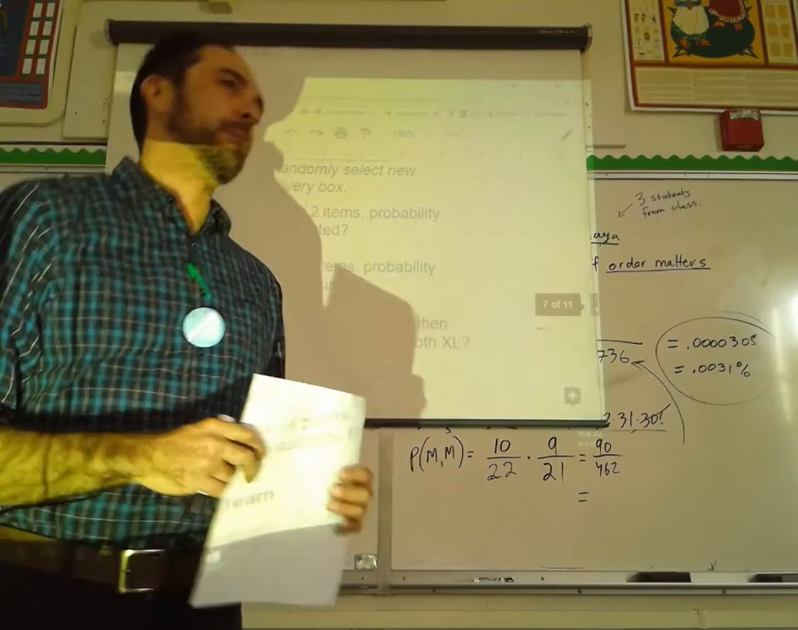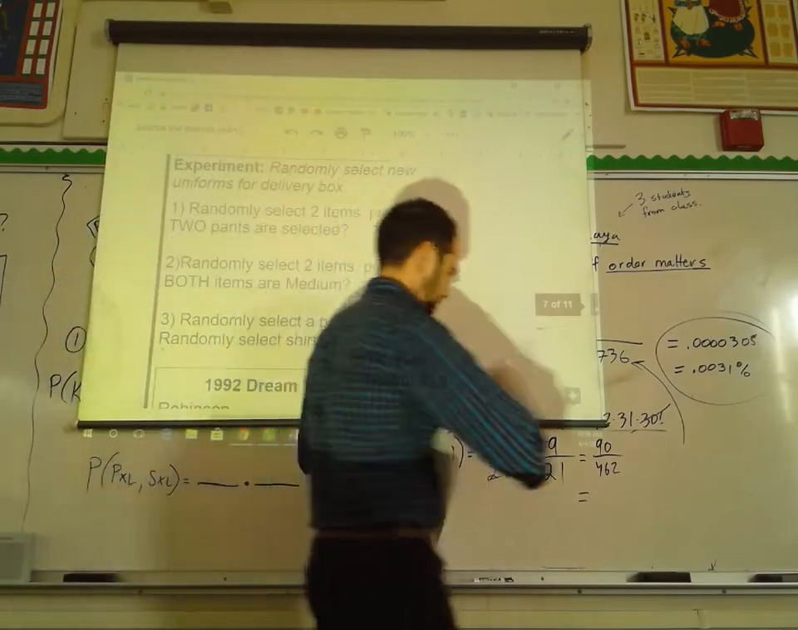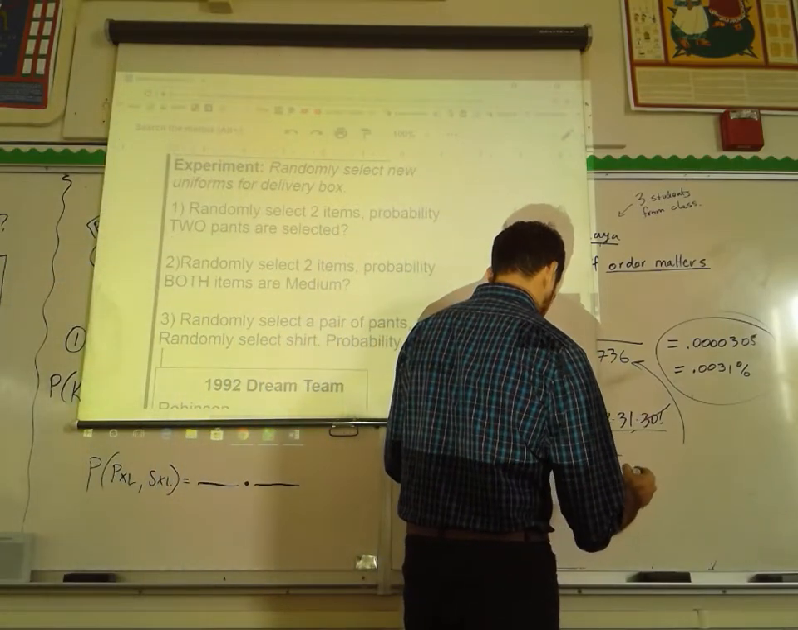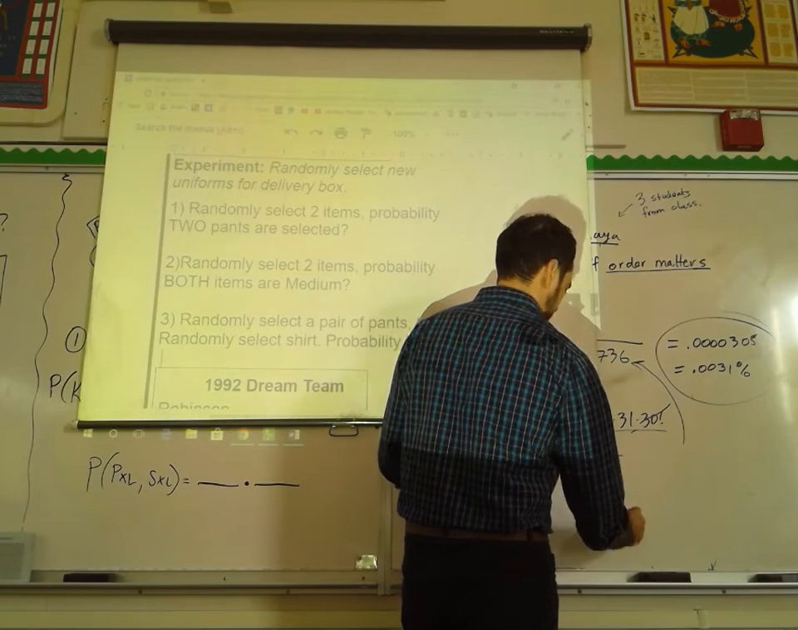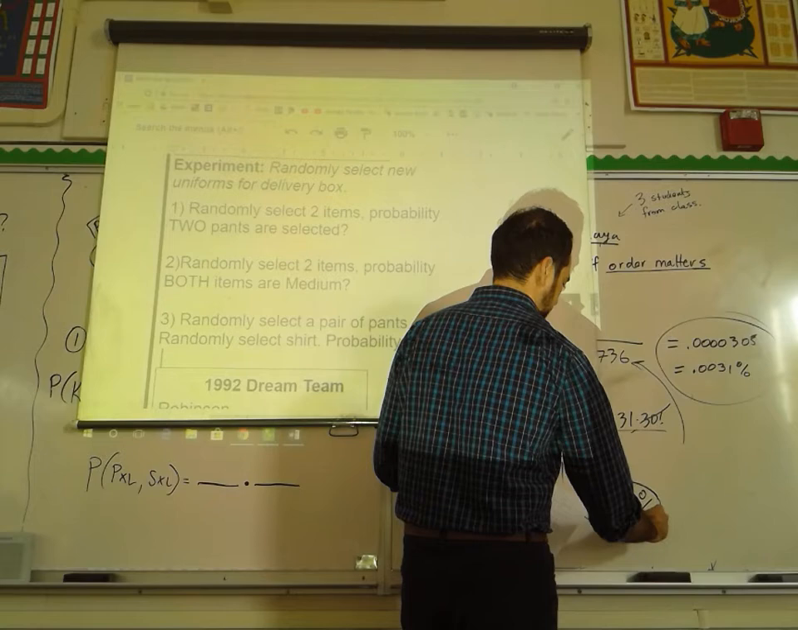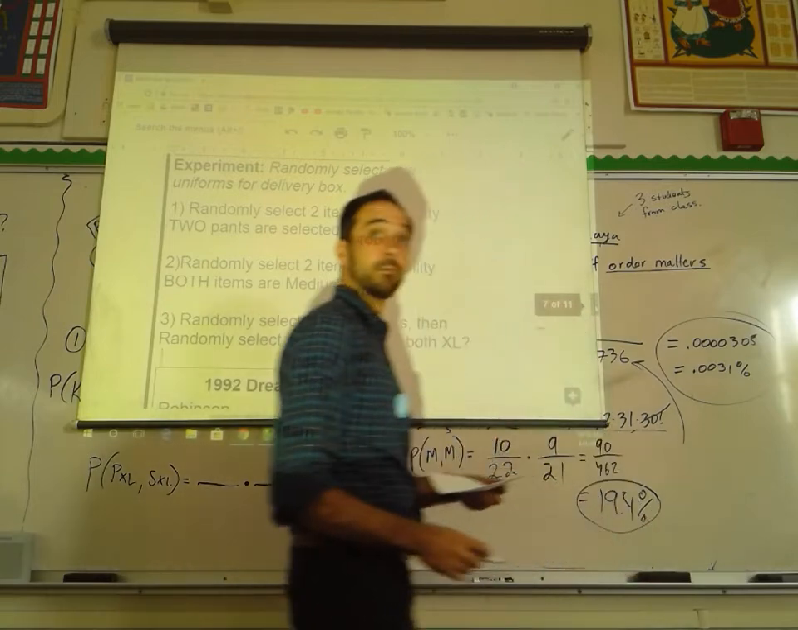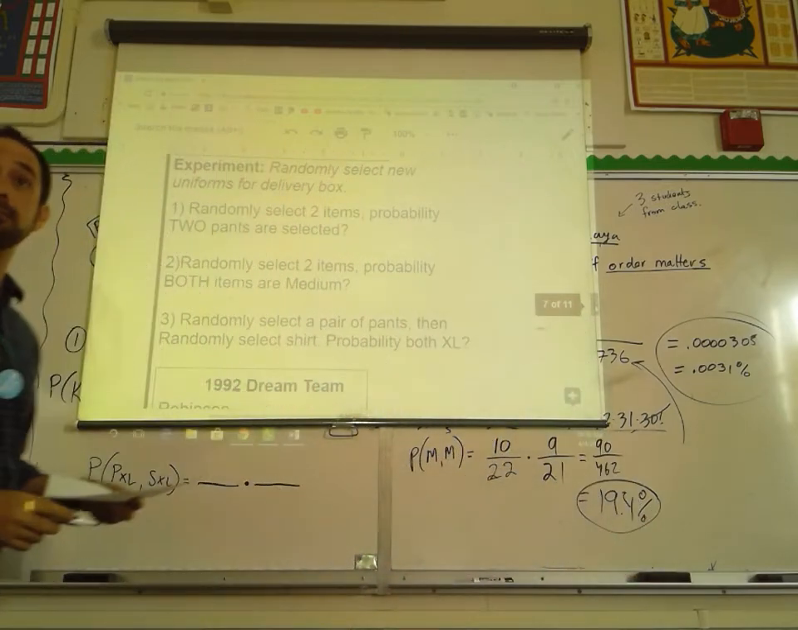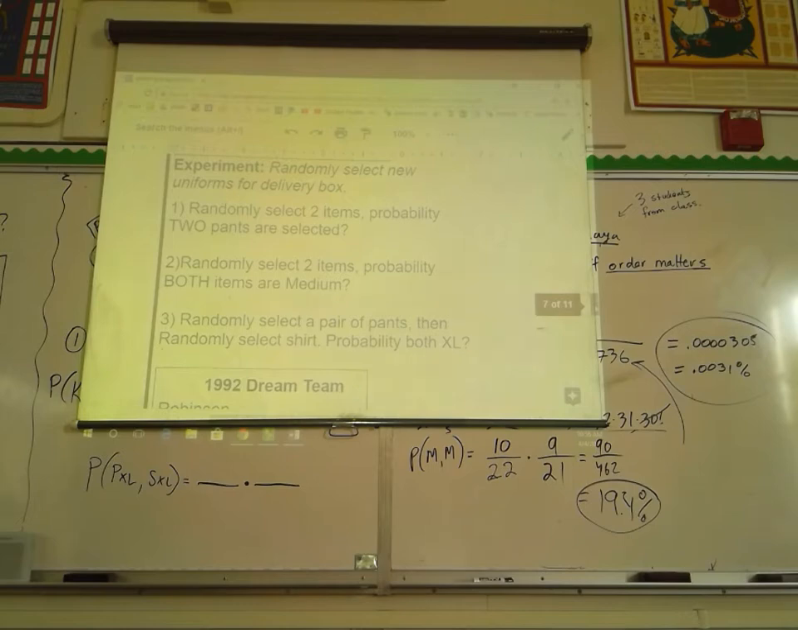What did we get for a percentage for number 2? What did we get for that? 19.4%. That was the one that we did previously. Yep. Okay, number 3, that was number 2.